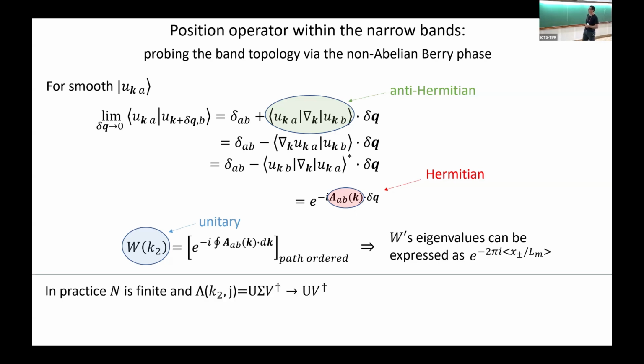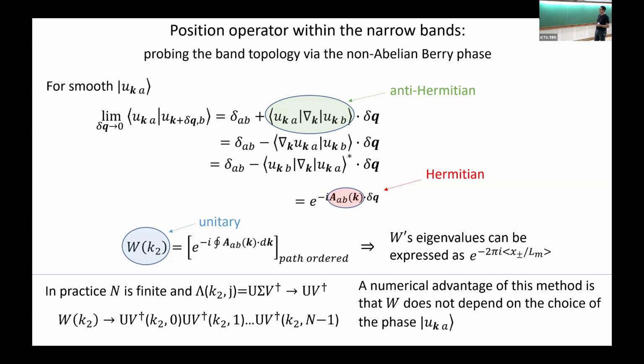Now, in practice, of course, we have to keep this delta Q finite. We have to discretize our K-space. And so then this overlap matrix is not exactly unitary. So what you do is a singular value decomposition. And you notice that the diagonal matrix with the singular values is very close to 1. And so you just remove that and you turn it into a unitary matrix. And this is what you study.